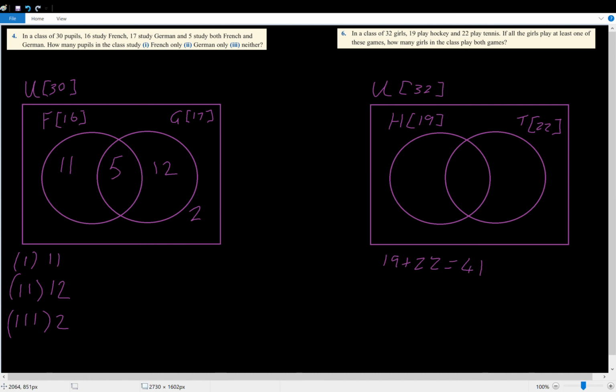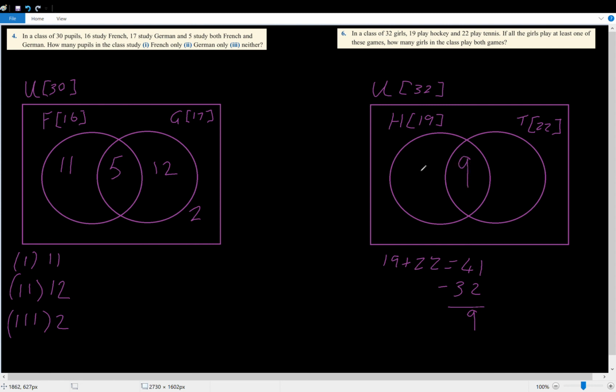Well, how could we have gotten to 41 if there's only 32 girls in the whole class? So if we got 41, that must mean that some girls were counted twice. And those girls were in the middle here. They were counted when we did the count for hockey, and counted again when we did the count for tennis, so when we added the numbers together, we have too many of them. So the way we figure out how many were counted twice is we take our total of 41, got by adding the 2 cardinal numbers of H and T together, and take away the amount that there should be, 32. And what we get left over is 9. So there were 9 people counted twice. So we can fill in 9 in the middle.